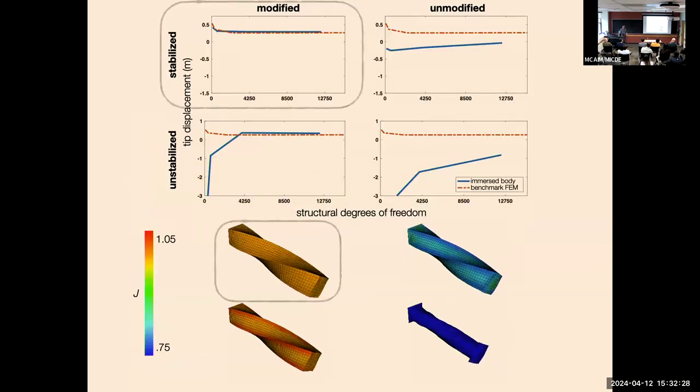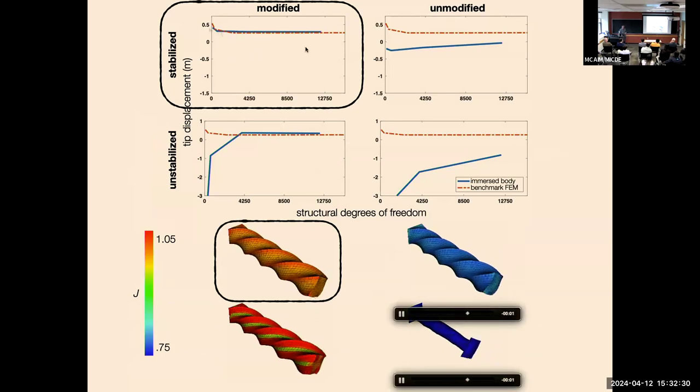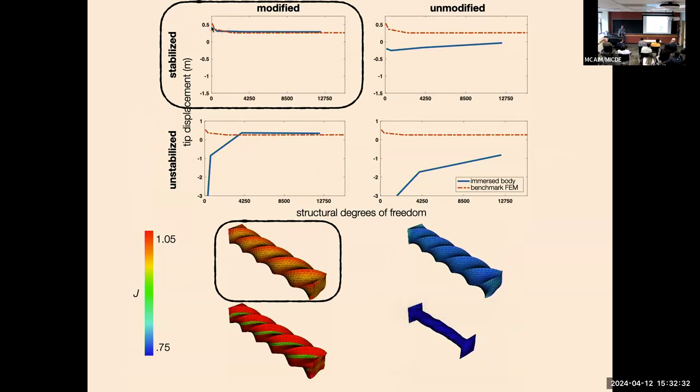So what does that mean? Everything works. So here, this is looking at the tip displacement for this twisting beam problem as a function of the number of elements and comparing that to a standard finite element method for exactly incompressible large deformation elasticity. So what's the moral of the story here? The moral of the story is that you can get very bad results if you're not careful. And you can get, I would say, very good results if you are. So you should be careful.